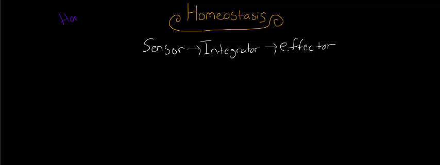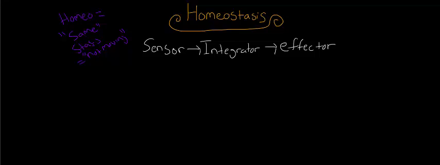Homeo means the same, and stasis means not moving. And this implies that that special system that it prefers to be in doesn't really like to change as much. So let's look at 3 examples that will help paint the picture in better detail.